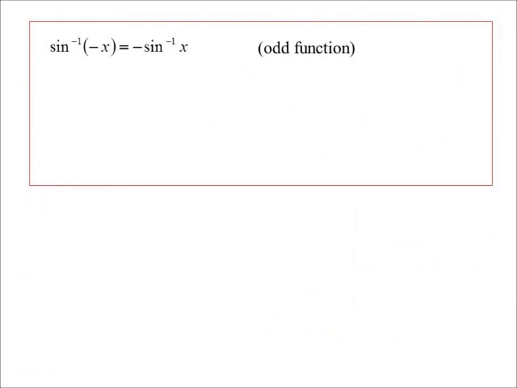Right, some rules. Inverse sine of negative x is equal to the negative inverse sine of x. If you look at the graph, it's an odd function. So it must satisfy the function negative x equals negative function x.